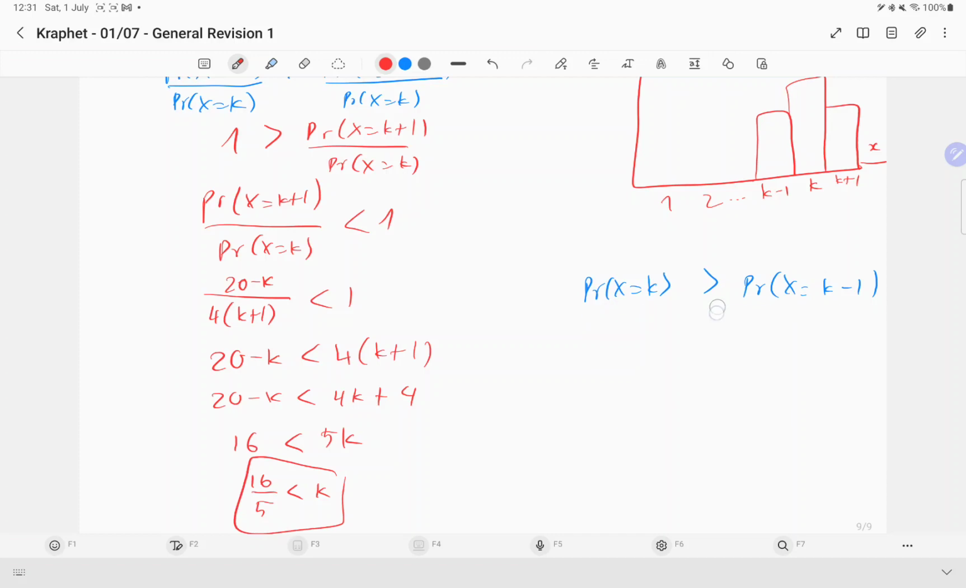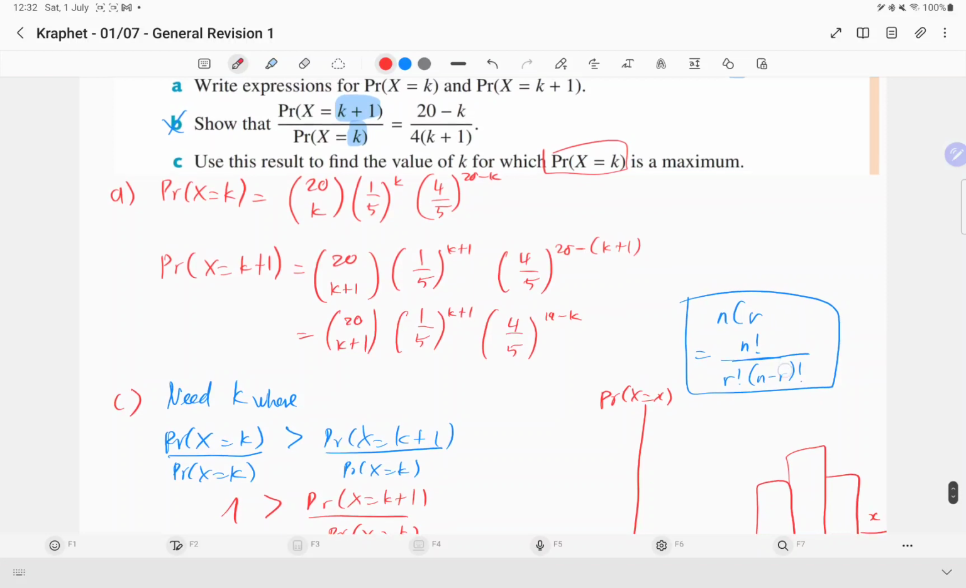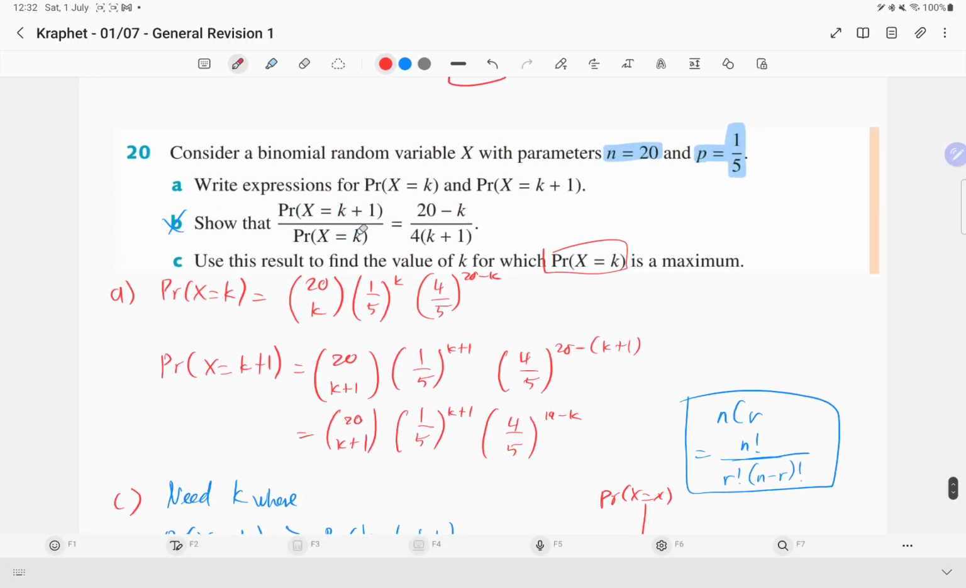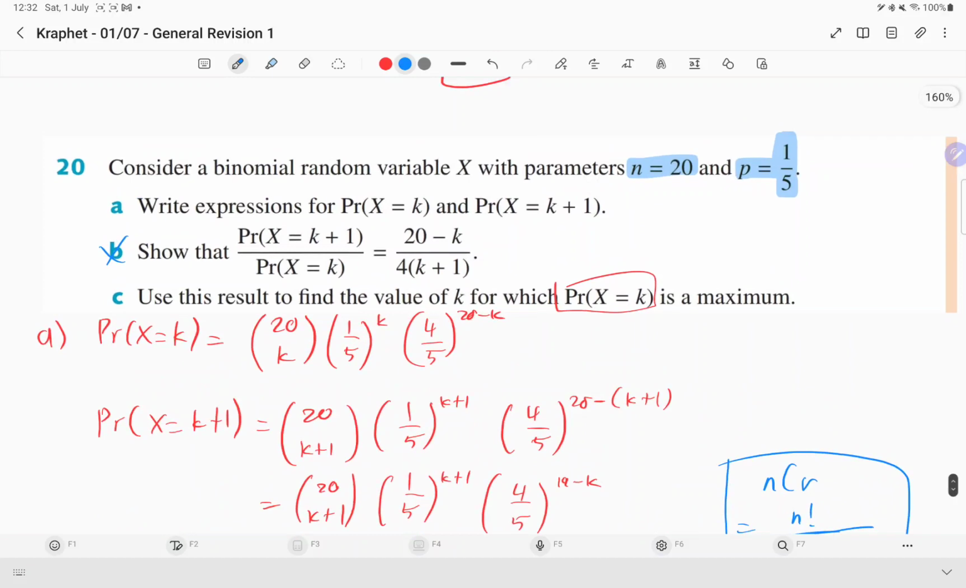Now, to get this one here, you need K and K minus 1. So if this is for K plus 1 over K, you need to be able to get the K minus 1 version of this one. So we're replacing K with K minus 1. I'll work this through right here.